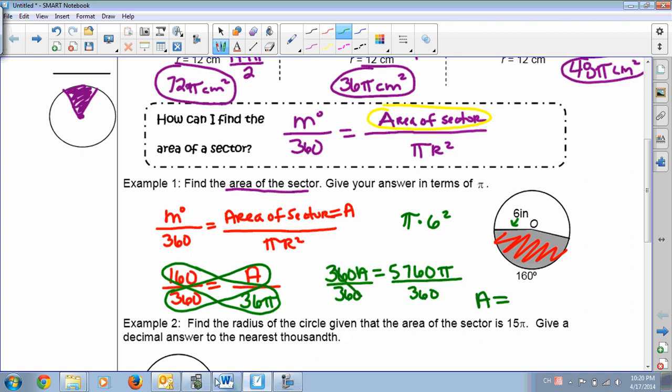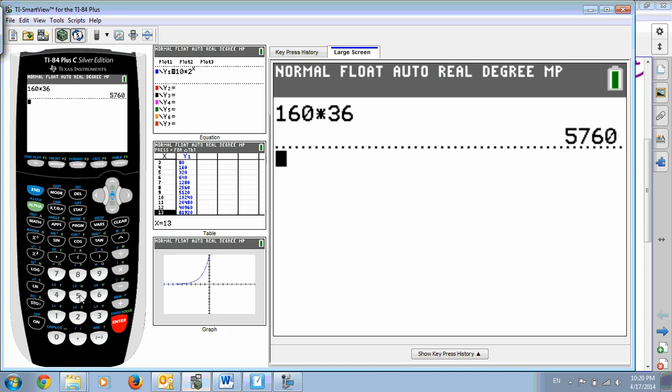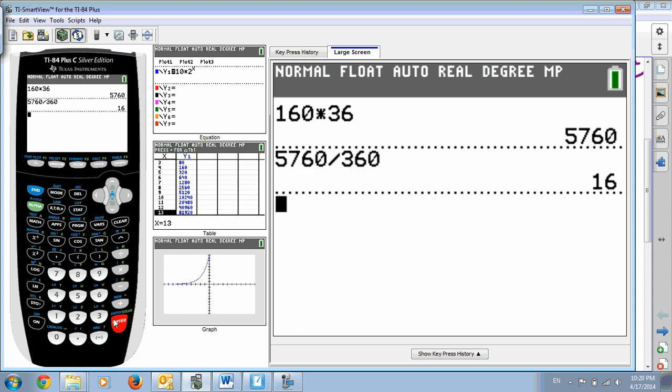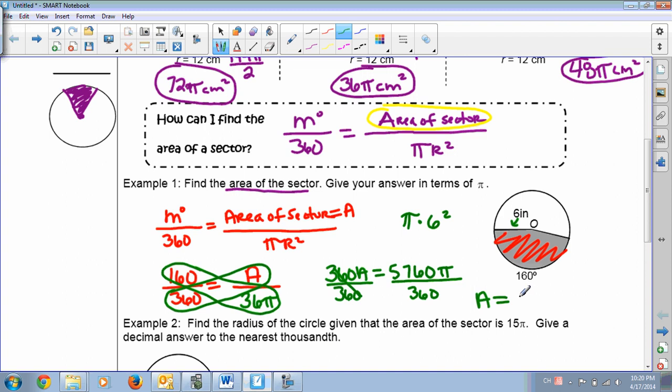So 5,760 divided by 360 is equal to 16. So area is equal to 16, and there's also a pi, so let's not forget that. 16 pi inches squared. So the area of the whole circle is 36 pi, but the area of just the shaded region is 16 pi.